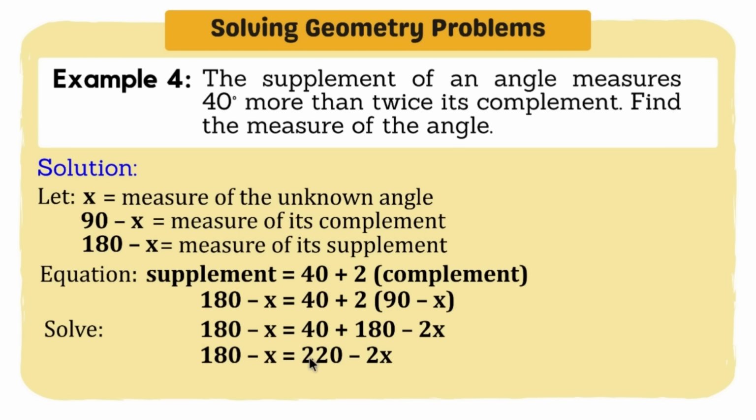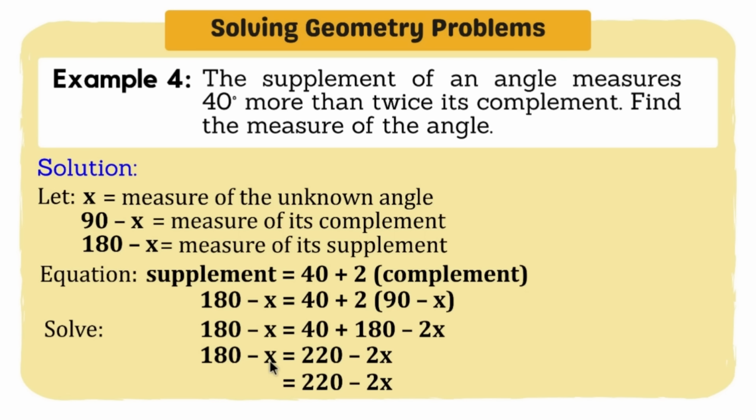Okay, next one, we have here negative x tsaka negative 2x. Pagsasamahin natin yan. And then 180 tsaka 220, pagsasamahin din natin yan. So, anong una nating ililipat? Okay, pwedeng ang unahin natin dito is tanggalin natin si negative 2x dito, para mapunta siya dito sa left side.